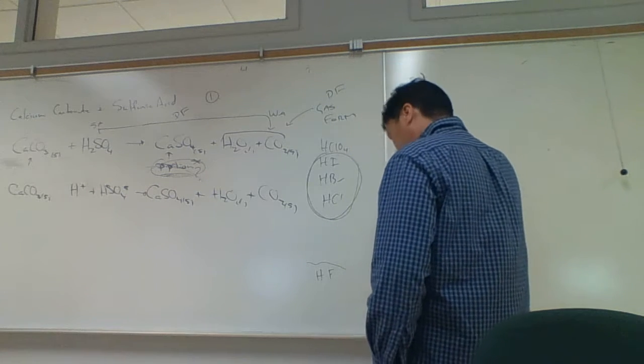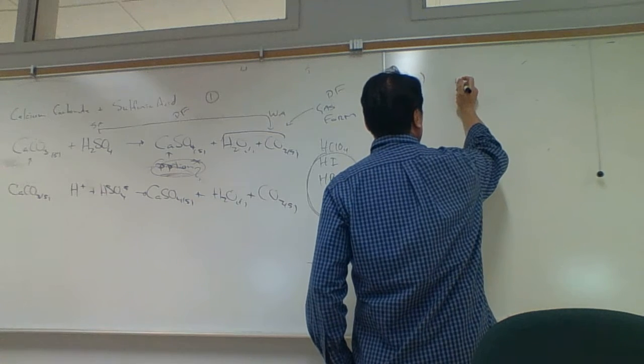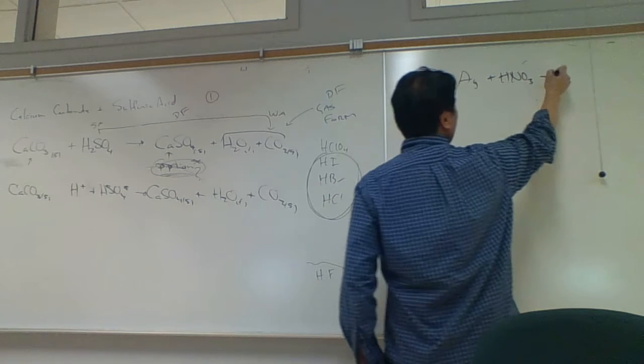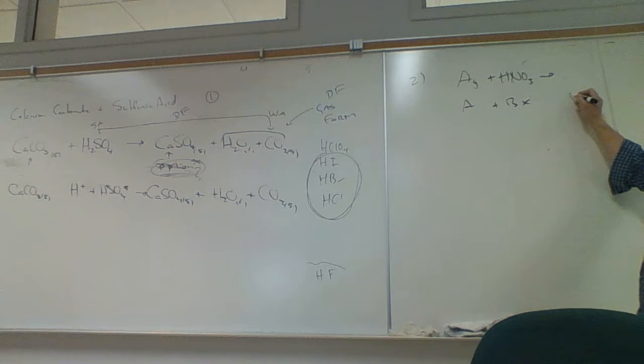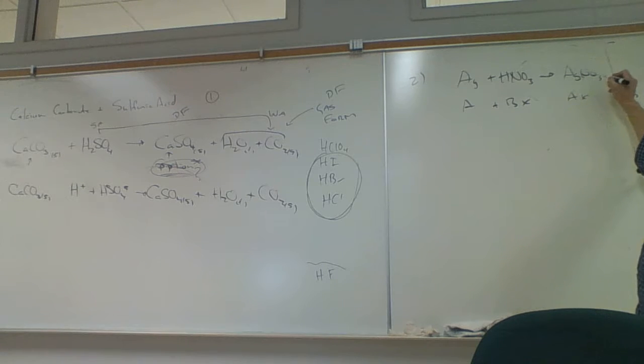Number two, you've got to be careful what you say. Number two looks easy enough. It looks like a regular single replacement. A plus BX yields AX plus B. AX would be silver nitrate, B would be hydrogen gas.